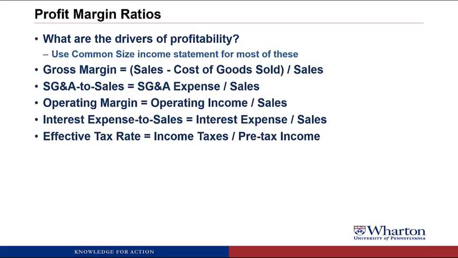We'll look at selling general administrative expenses to sales, so SG&A expense to sales, to get a sense for how much operating expenses are as a percent of sales. The combination of those two is operating margin, which is operating income over sales. Then we'll also look at the ratio of interest expense to sales and something called the effective tax rate, which is income taxes divided by pre-tax income.